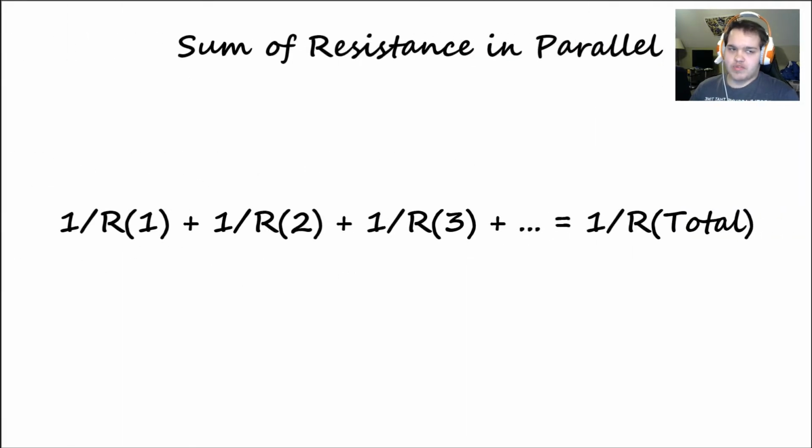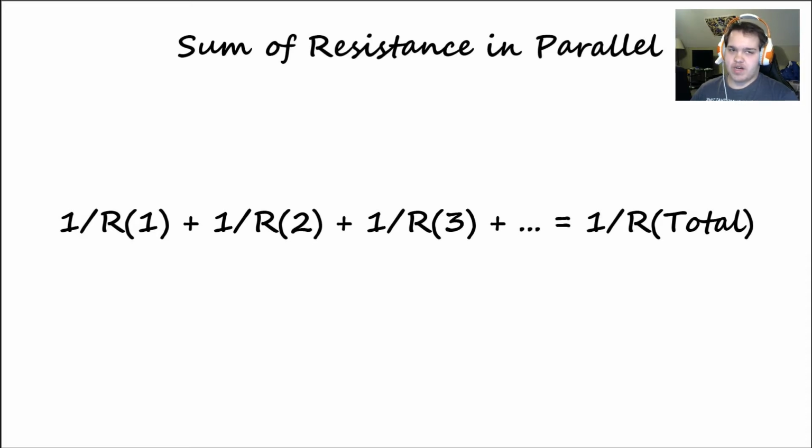And the sum of resistance in parallel, that's where it gets a bit more tricky, because that comes in with a lot of inverses. Parallel circuits are when you have multiple branches for how the current can flow, and you have the inverse of the first resistance plus the inverse of the second resistance plus the inverse of the third resistance equals the inverse of the total resistance.